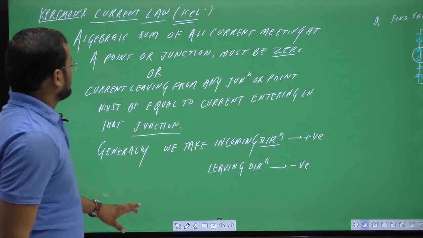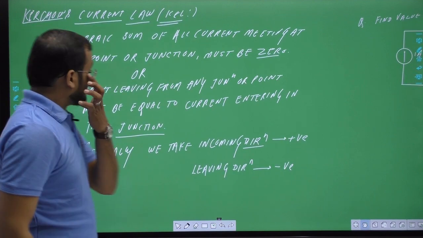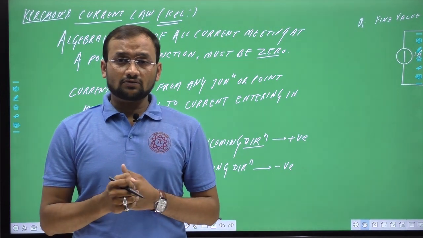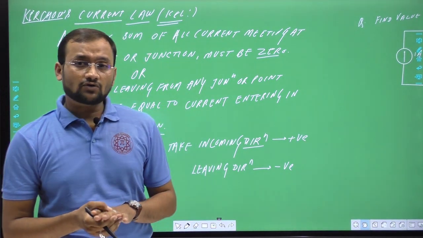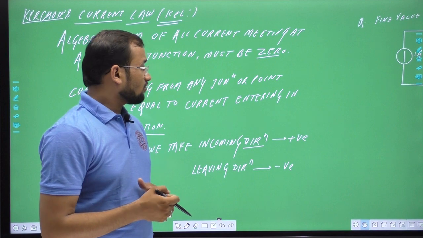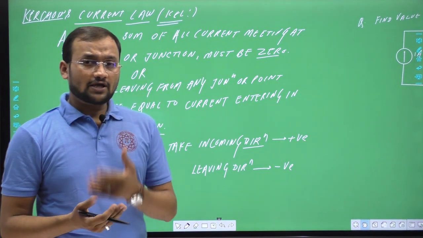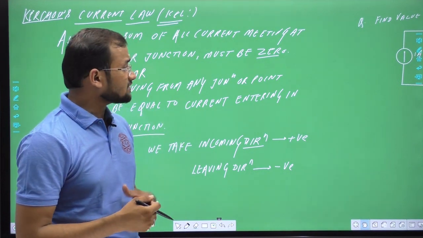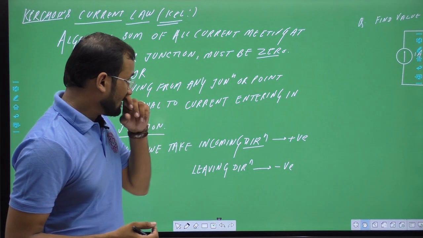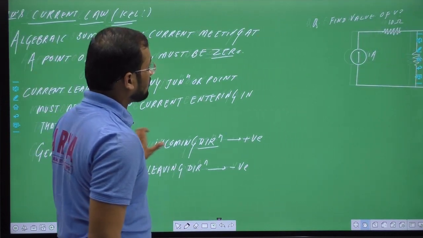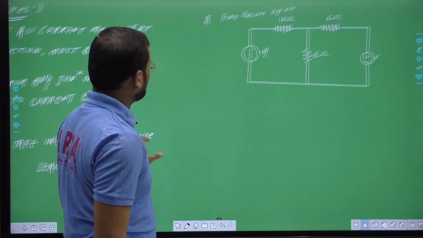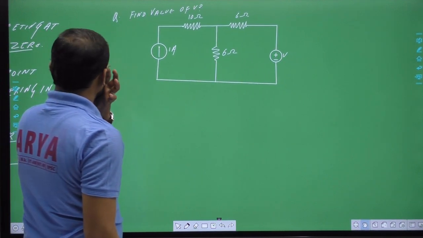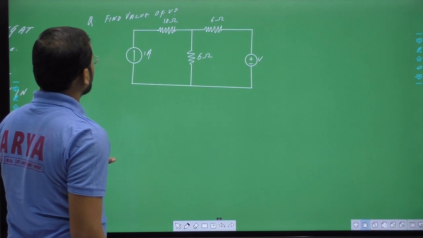Okay, when we come to where this KCL is applied, when we are going to analyze a circuit, there are two types of analysis: node analysis or mesh analysis. When we are doing node analysis, then we have to use this KCL. Okay, I will use this KCL in the following examples. First one is, the question is asking for the value of V.